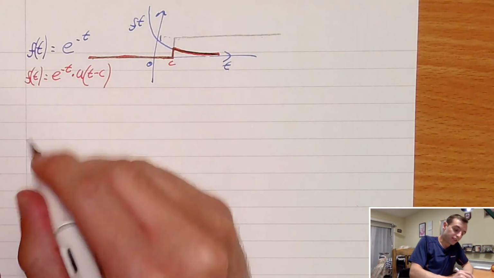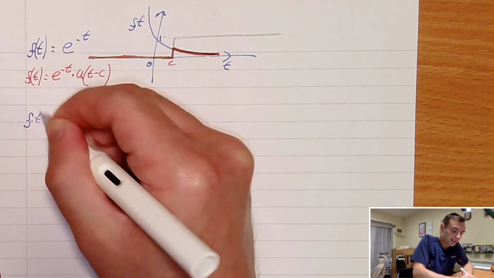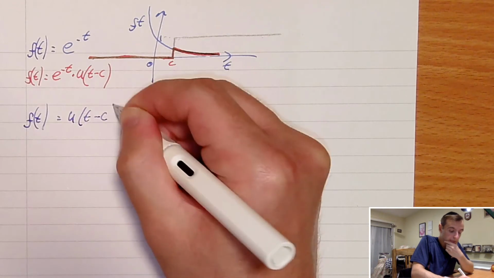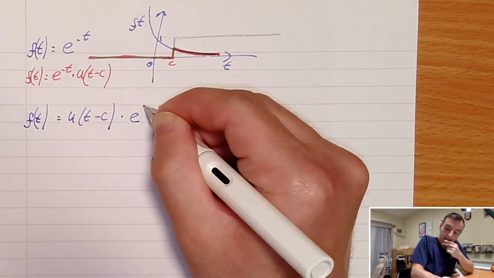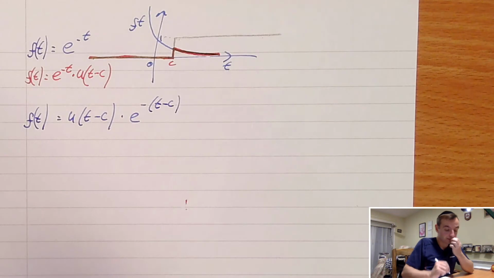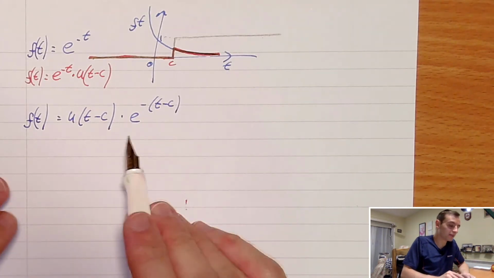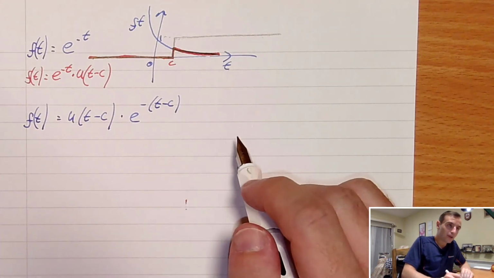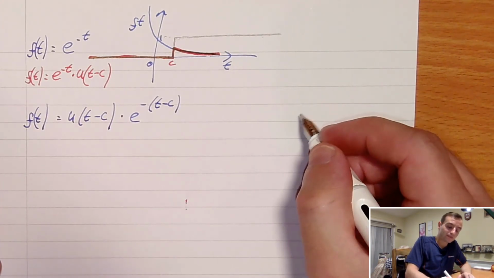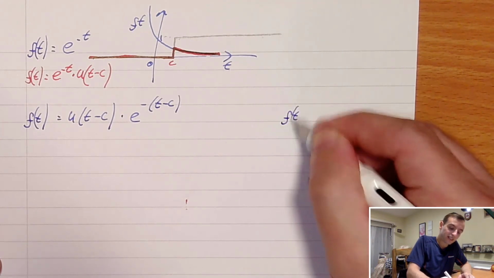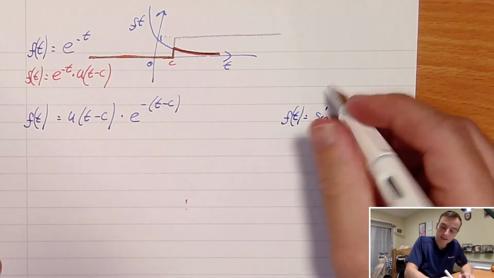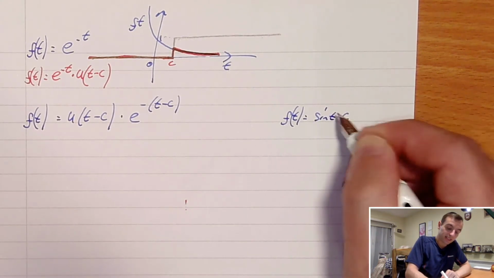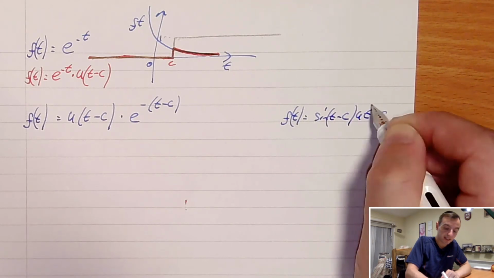Now let's have a look at another question. So let's have a look at, say, f of t equals u(t minus c) times e to the minus (t minus c). So immediately, for me, it looks quite scary. Whoa, what's going on here with everything? But do you remember what we said? That if we had f of t equals, what was it again? sine(t minus c) u(t minus c).